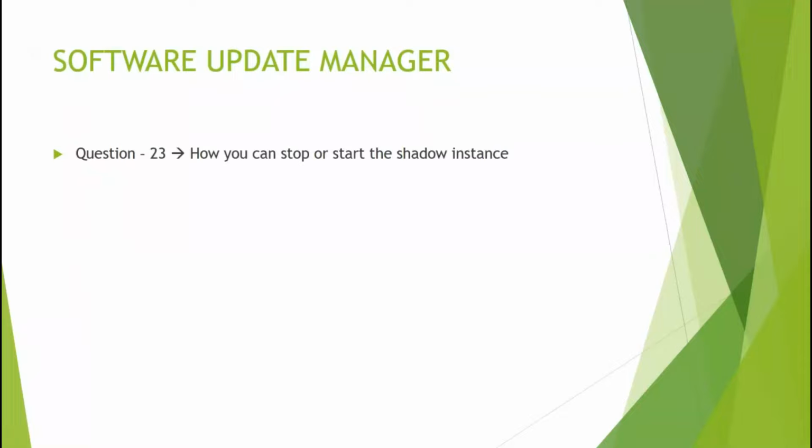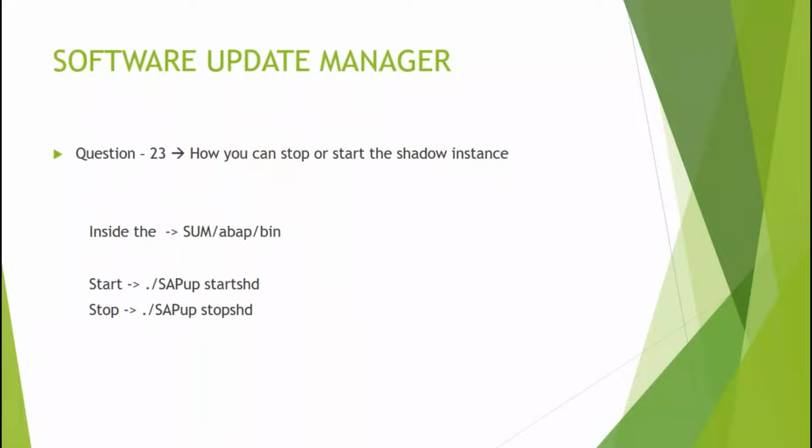Let's move to the next question. How can you stop or start the shadow instance? For stopping and starting the shadow instance, we have commands. The commands need to be run with the SIDADM user only. You have to go inside the SUM directory, then abap and then bin. Inside the bin directory, if you want to start the shadow instance, you have to run ./SAPup start shd, and if you want to stop the shadow instance, you have to run ./SAPup stop shd.